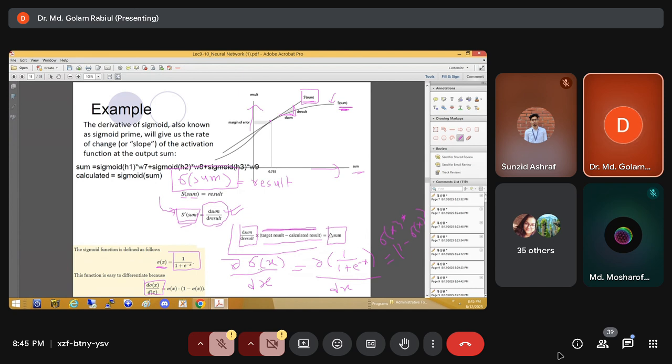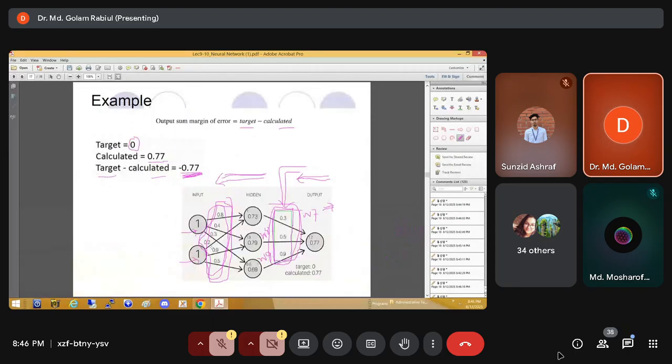So that means the derivative of the sigmoid function is easy to calculate. It will be the sigmoid of x times 1 minus sigmoid of x. So if we want to find the derivative of this sigmoid function, it will be the value of that sigmoid function times 1 minus the sigmoid.